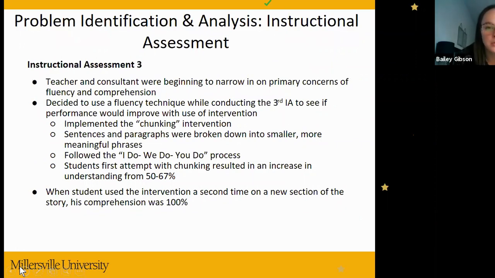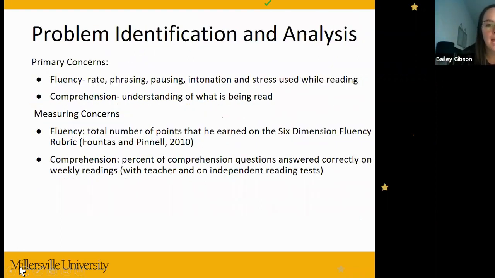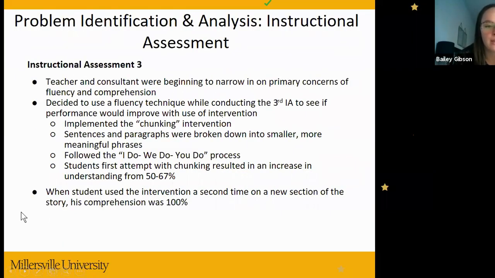That's just when you take a sentence or a paragraph and you break it up into more meaningful, smaller chunks of information. So he would take the sentence and break it up in the middle just so that he could see each part of the sentence. But before we did that, he again read the passage without chunking, and his comprehension after that was 50%. And then he did it with chunking. So we did the I do, we do, you do. That's how we learned the chunking intervention together.